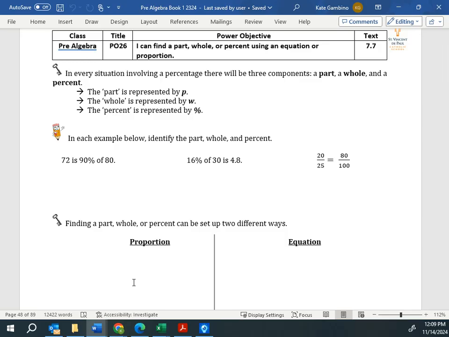All right, so in every situation involving a percentage, there will be three components: the part, the whole, and a percent. The part is represented by writing a P. Part P. Makes sense. The whole is represented by the W. This is new stuff. We're taking everything we've learned and we're wrapping it up in a new way. So we really need to pay attention. So the whole is the W, and the percent, we use a percent sign. Okay? So part, whole, percent.